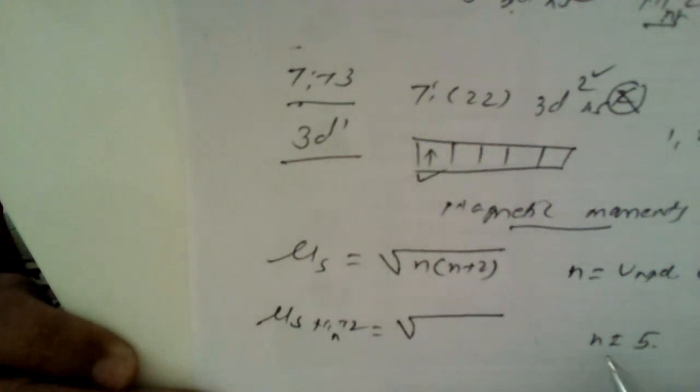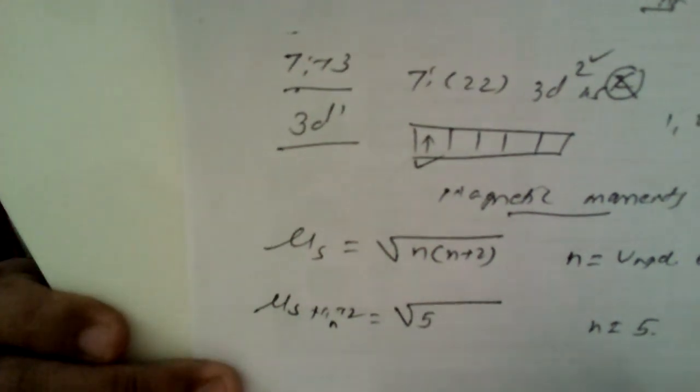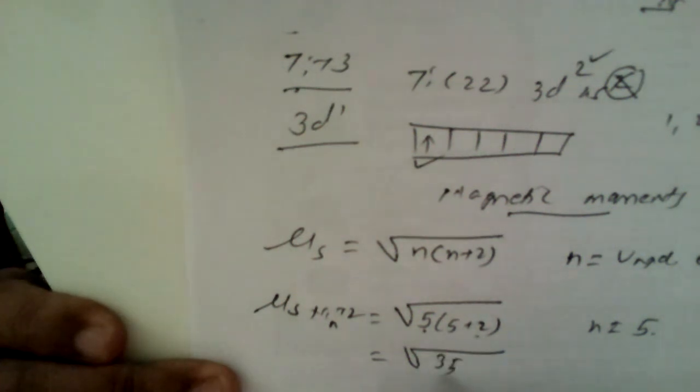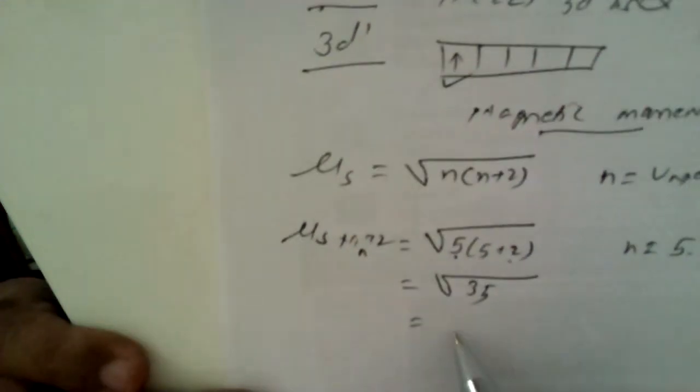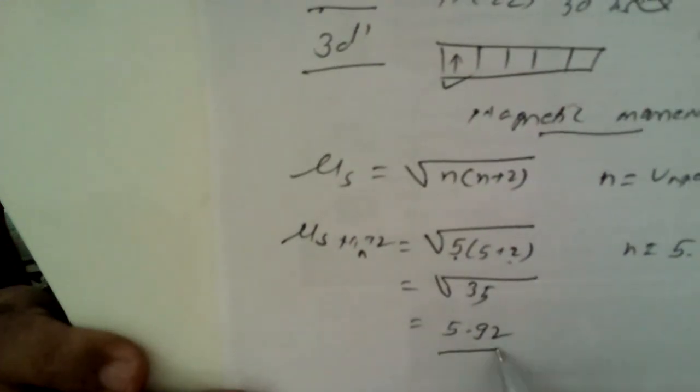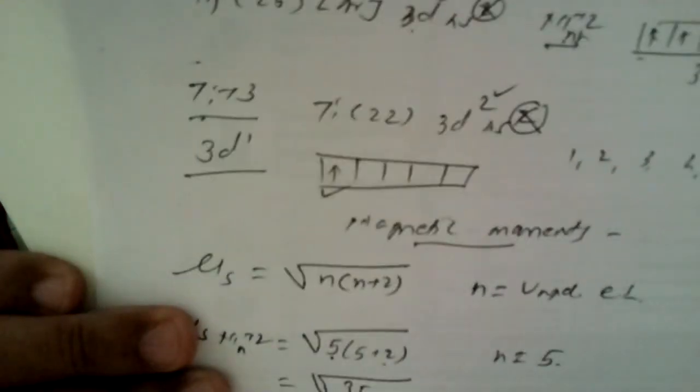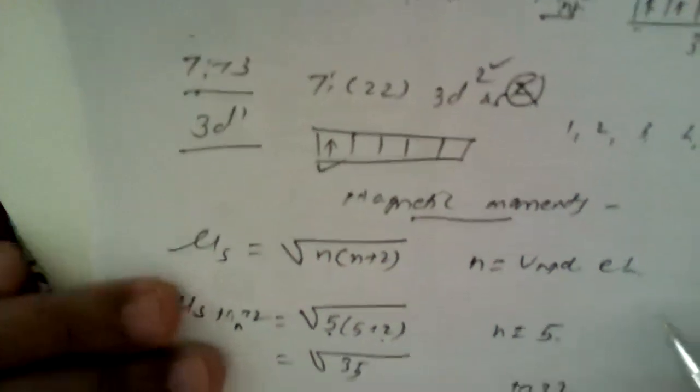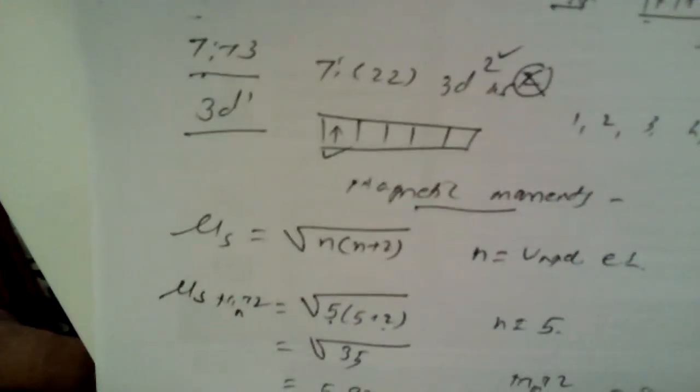So if we put n equal to 5, here (5 + 2). If we solve this, 5 + 2 is 7, multiplied by 5 is 35, and the square root of 35 is 5.92. So for the Mn+2 ion, the magnetic moment is 5.92.